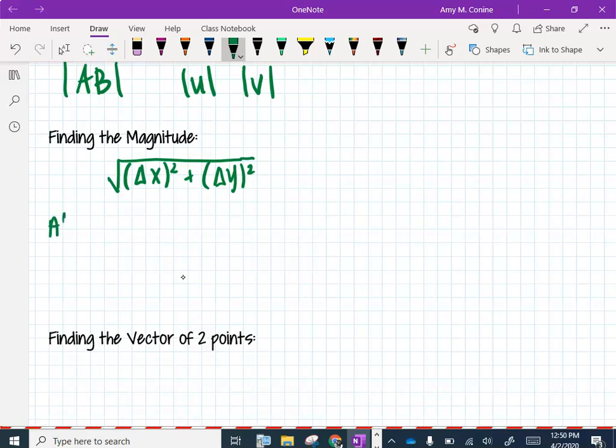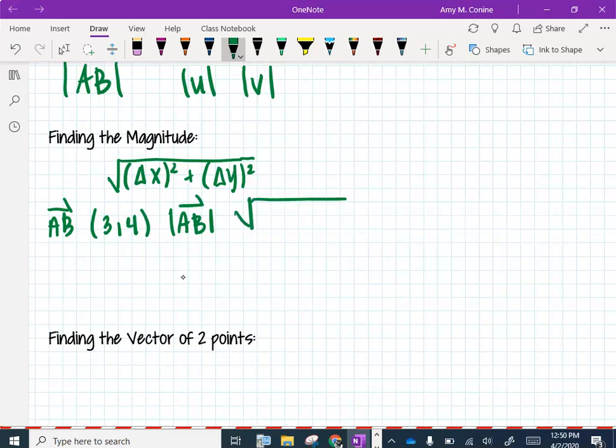So let's say I have a vector AB that is 3, 4, and I want to find the magnitude. So I'm going to find the magnitude of my vector that I just created. So I would take my change in my x's plus the change in my y's. I would square those two things and add them together. So then this becomes square root of 25, which is 5.